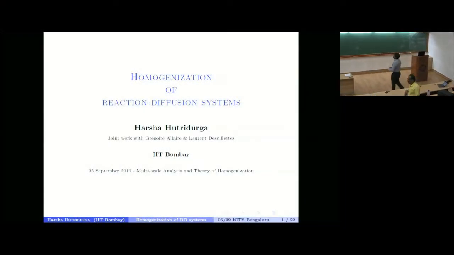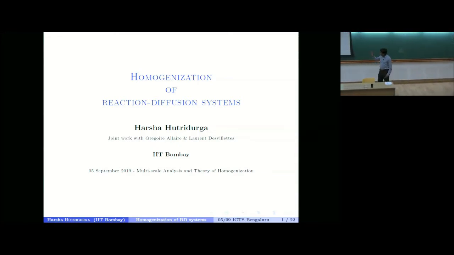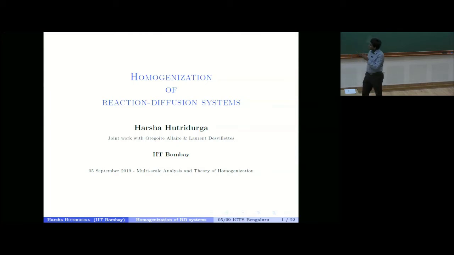So this is not related to what I talked about yesterday, so this is a new topic. This is on homogenization of reaction-diffusion systems. This is a joint work with Grégoire Allaire from École Polytechnique and Laurent Devillette from Paris Diderot.